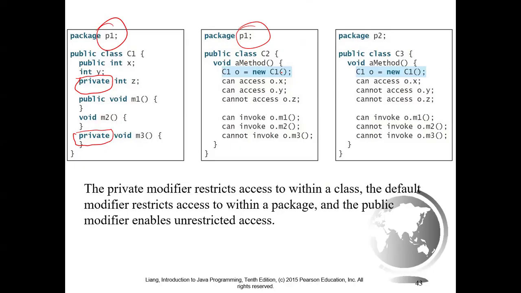We can create a new C1. This is no problem. And then we can access o.x and o.y there, but we cannot access z because it is private. In this method, we can invoke m1 and m2. However, we cannot invoke m3 because m3 is private.